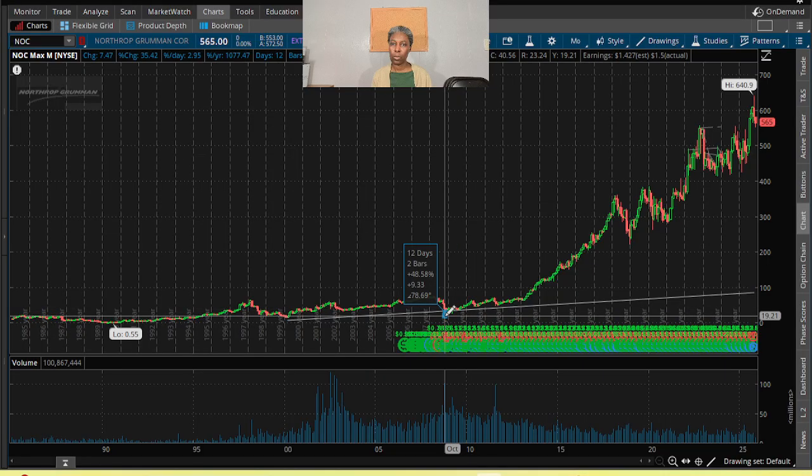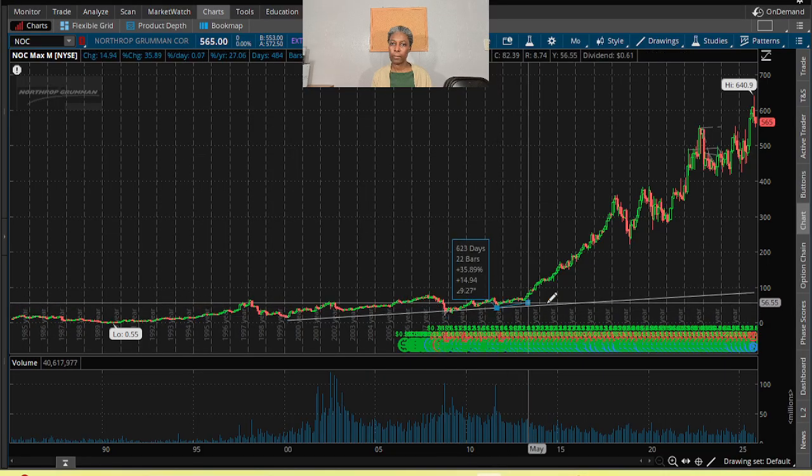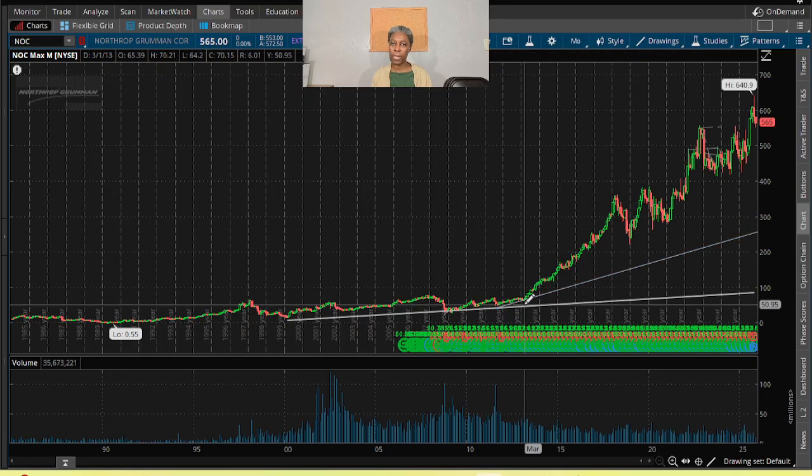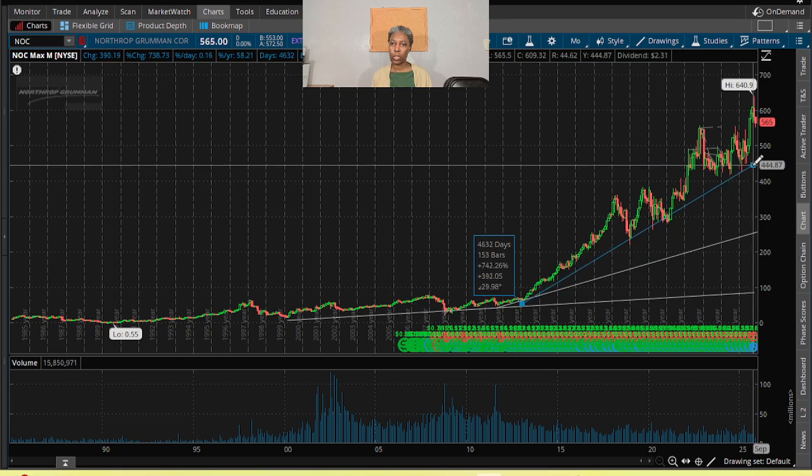That will just be too close. We can start it somewhere there. And I don't like to zoom when I'm tracing those on the maximum monthly chart, so that I can have a bigger picture.